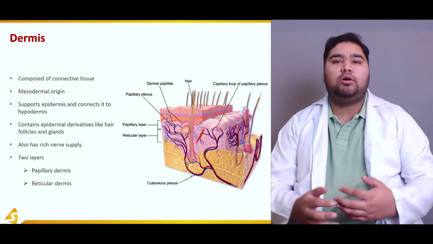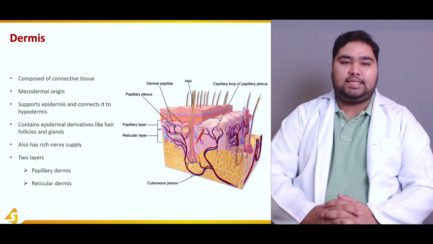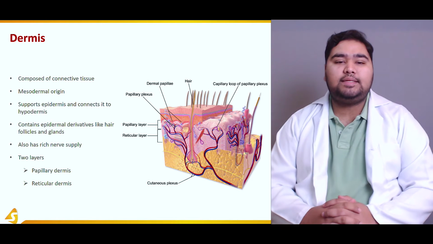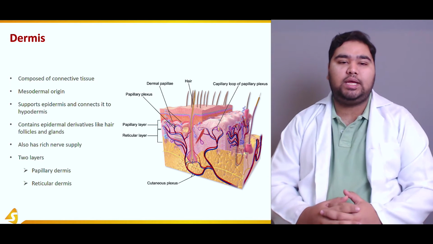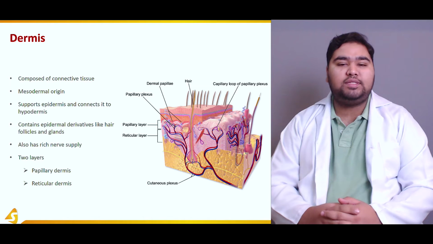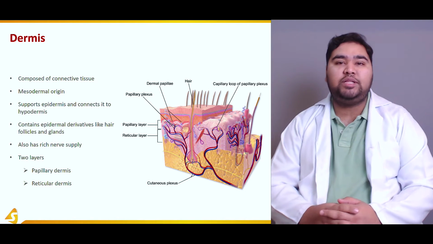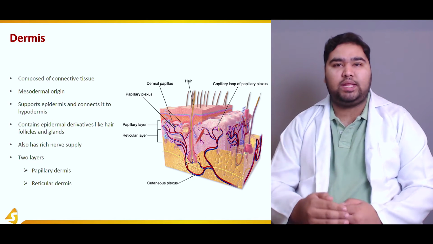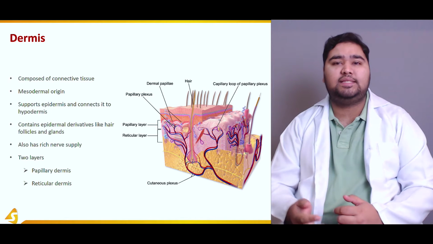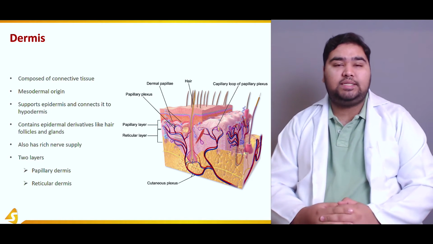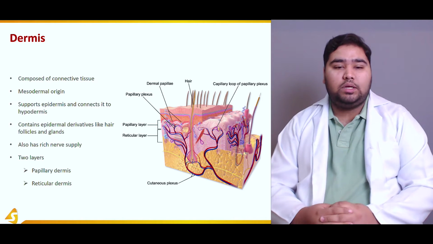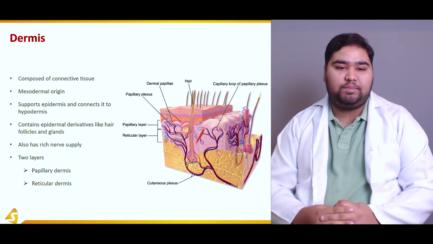Now let's take a look at the dermis in a little detail. Dermis is composed of connective tissue. It is basically mesodermal in origin. It supports the epidermis and connects it to the hypodermis. It happens to be the middle layer which lies in between the epidermis and the hypodermis and serves as a connection between the two. It contains the epidermal derivatives like hair follicles and glands. It also has a rich nerve supply.